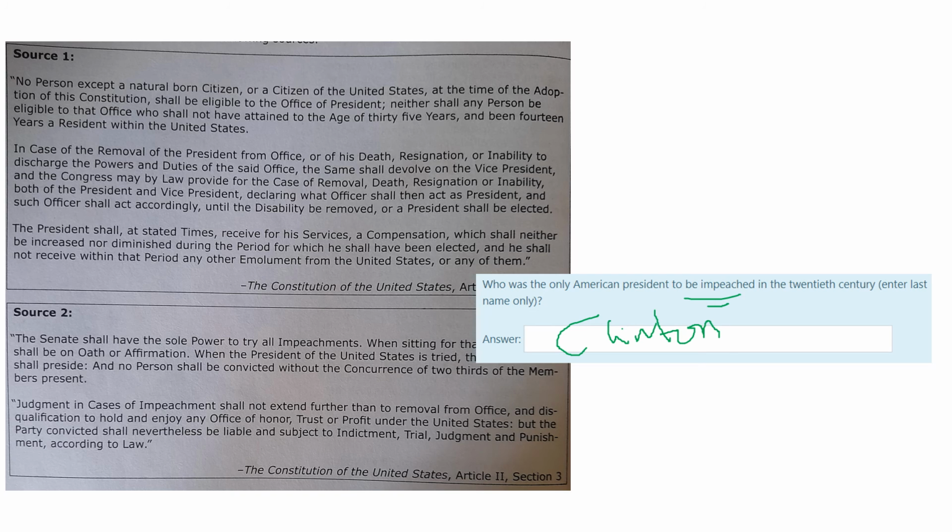And Clinton was impeached for perjury. That means lying before a jury. And for obstruction of justice, for making it hard for the police to do their job. He lied about having sex with one of his interns, with one of his workers. And because he lied about having sex, he was put on trial in the Senate. But he was found not guilty, and he was able to continue to be president.